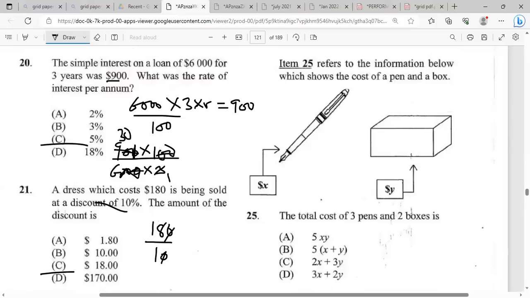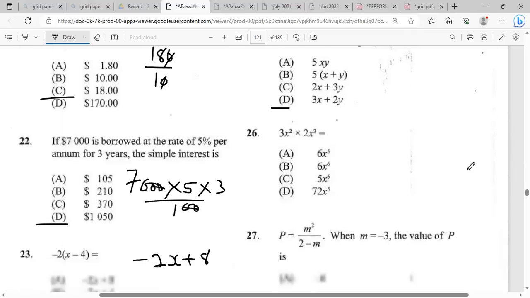Item 25 refers to the information below, which shows the cost of a pen and a box. The total cost of 3 pens, so that is 3x, because x represents pen, plus 2 boxes, 2y. If you look carefully, you can see there are 3 pens. These are the pens, right? Pens are x, and this is y. Guys, be careful with them. I make mistakes with them sometimes. All right, so we have 3x plus 2y.